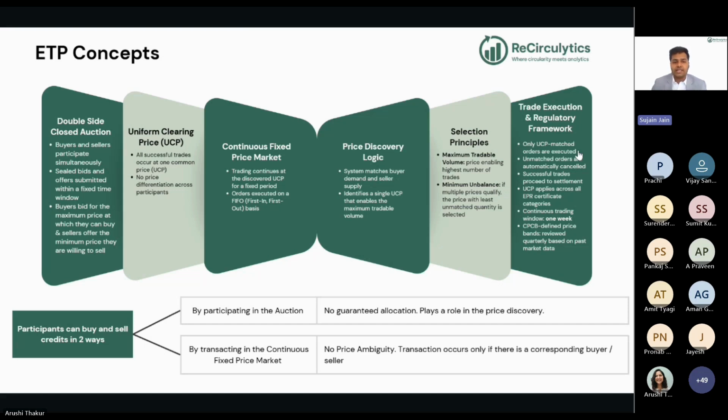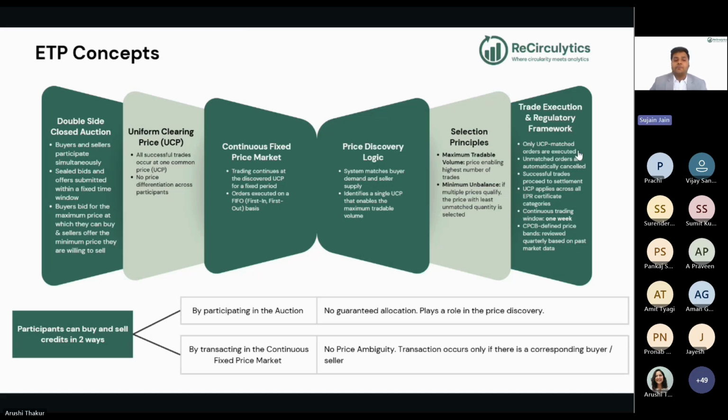But accordingly, the exchange will determine a uniform clearing price. At this price, all the orders which were placed by the buyers above this price will be cleared, and all the orders which were placed by the sellers below this price will be cleared at that price only.